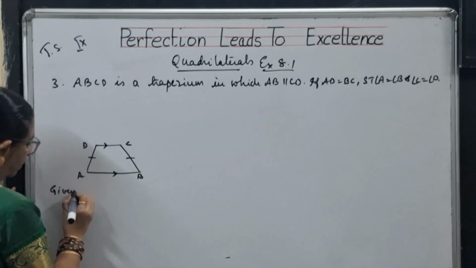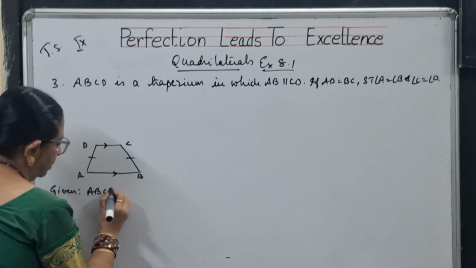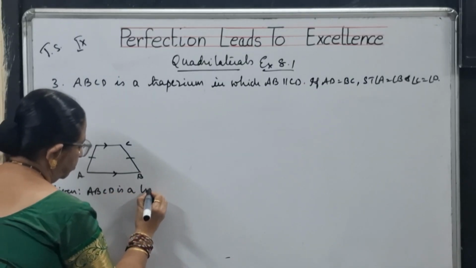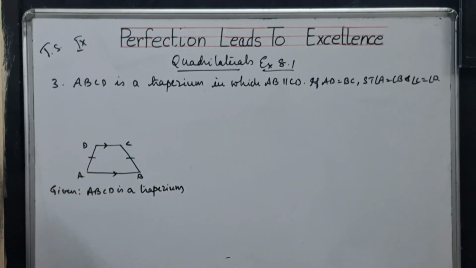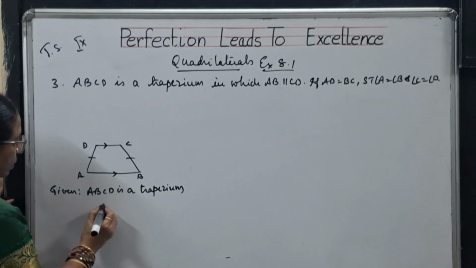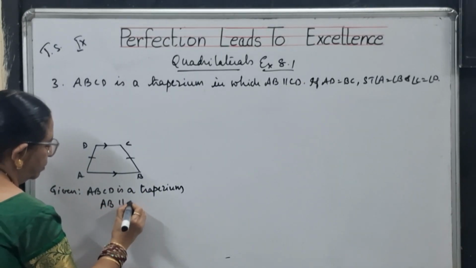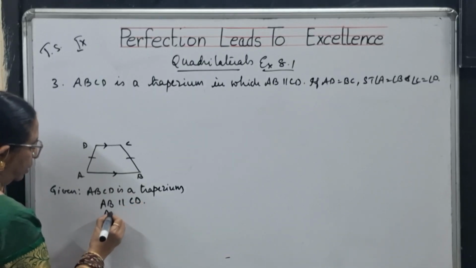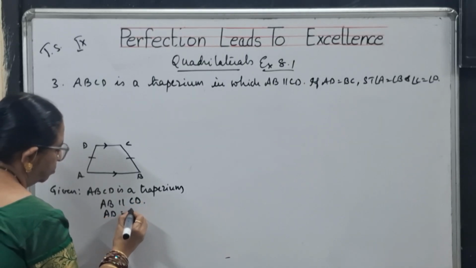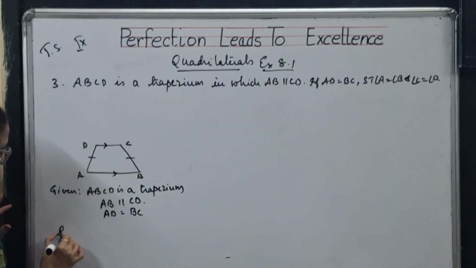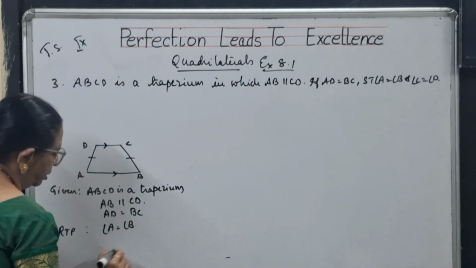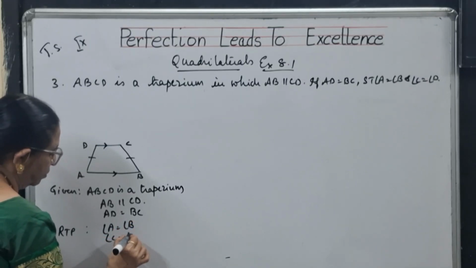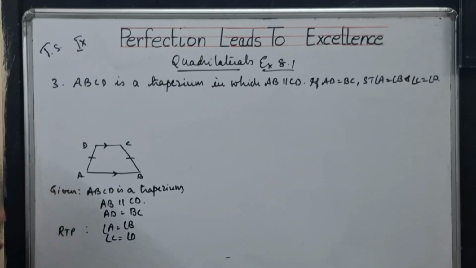So what is given to us? They have given that ABCD is a trapezium, and in this AB is parallel to CD and AD is equal to BC. This is given to us. What is RTP? We need to prove that angle A is equal to angle B and angle C is equal to angle D. This you have to prove.